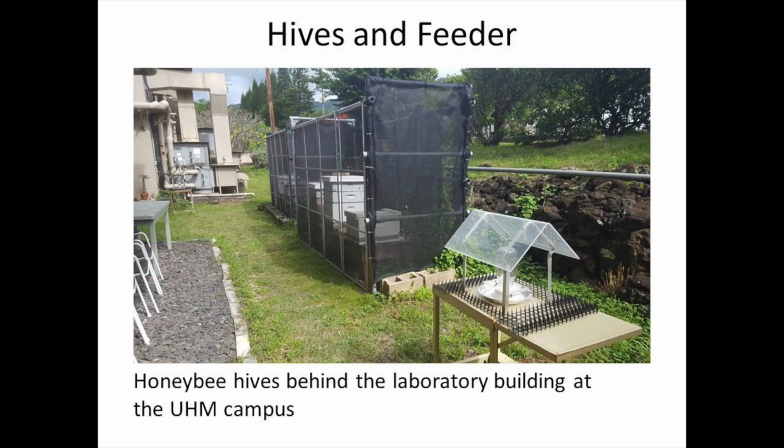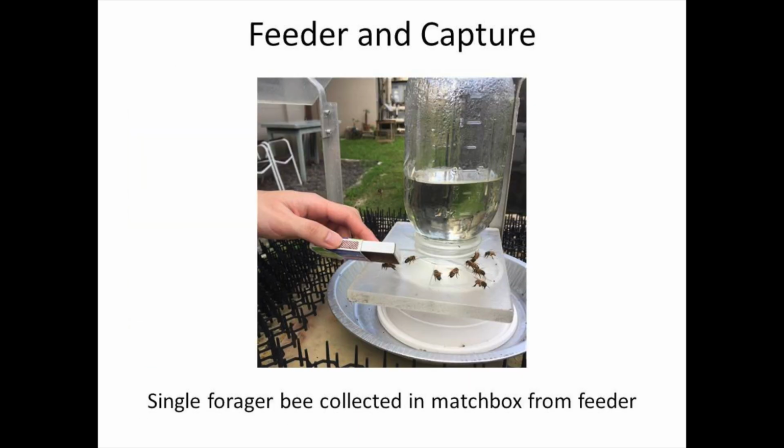So the image shown here is where I collect all my bees. The white boxes within the cage is where all the hives are located, and this whole general area is located behind the lab where I work at. The little structure in the foreground is a feeder where forager bees gather. So this is a close-up of the feeder I just talked about, and the feeder contains a jar of 15% sugar water. And this is an easy way of collecting forager bees that are looking for nectar or sugar.